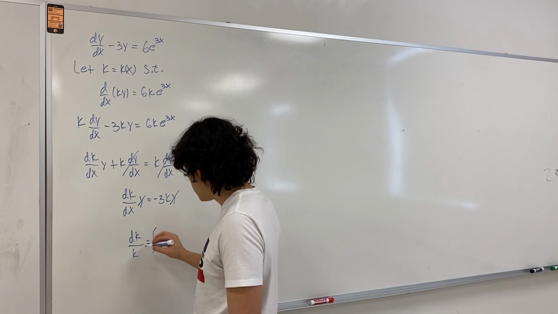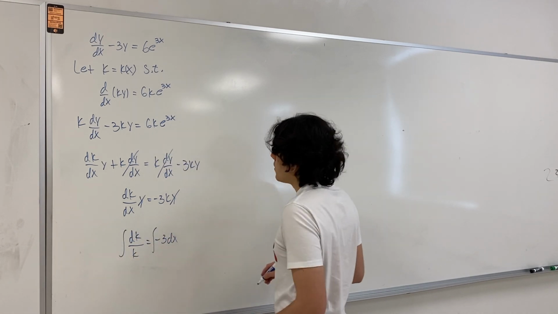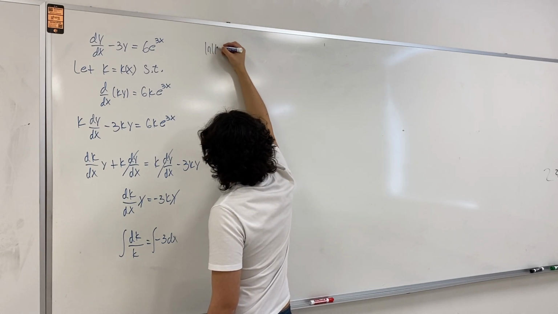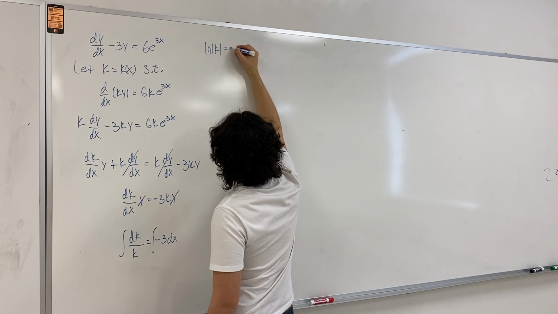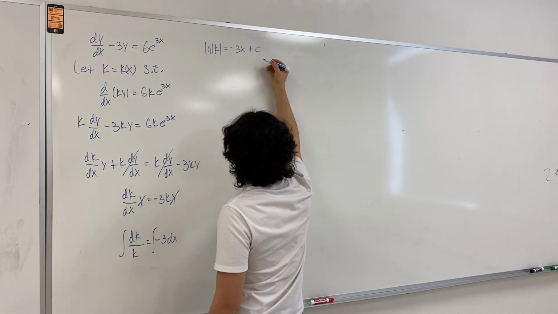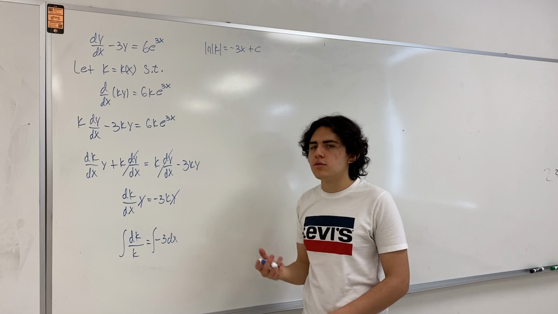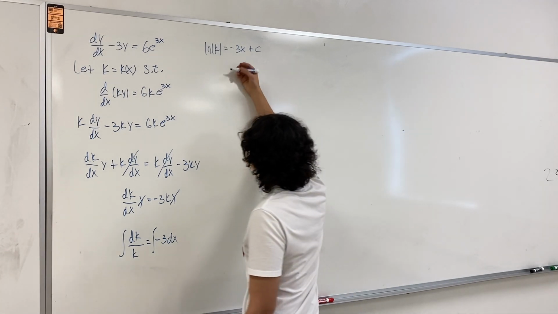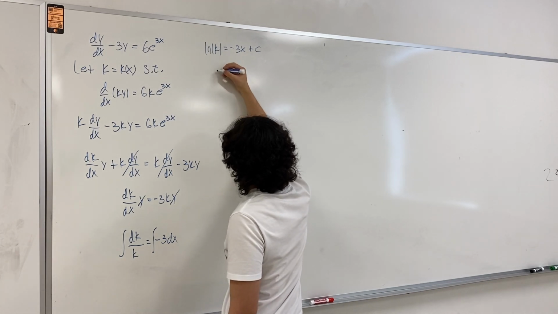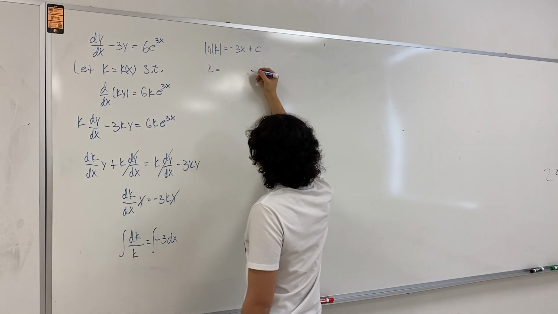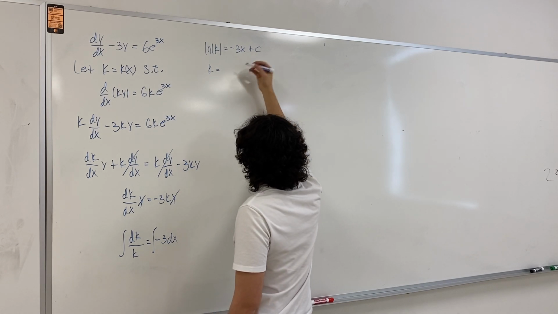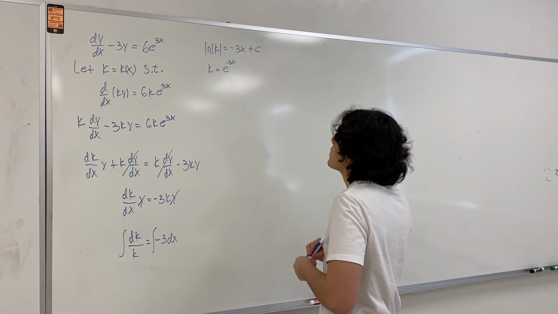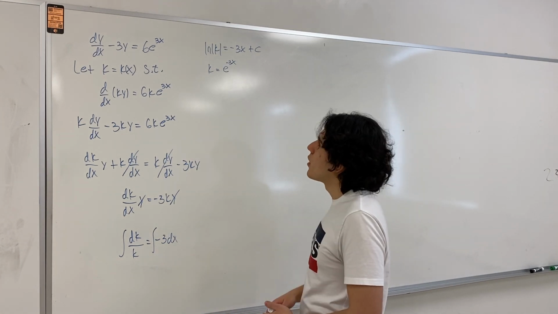Now we can integrate both sides of this equation, and on the left we have ln of the absolute value of k, and this is equal to minus 3x plus our constant of integration, which we typically let be equal to 0 or 1, whatever is most suitable for us. Now we're going to exponentiate both sides. If we exponentiate the left, we have k, and if we exponentiate the right, we have e to the negative 3x. Okay? So that is our integrating factor.